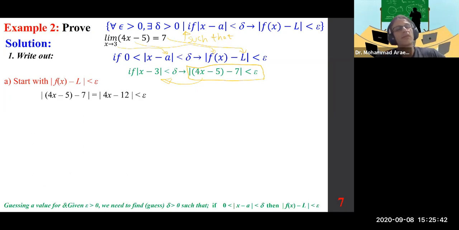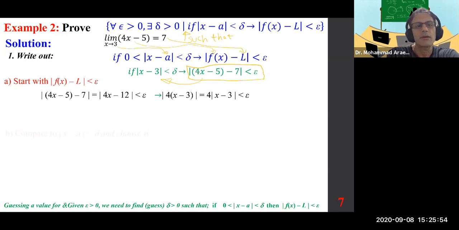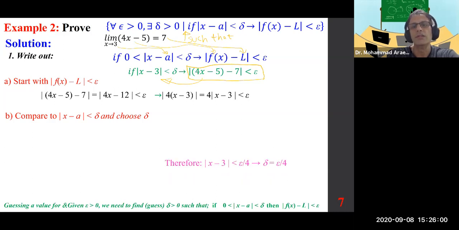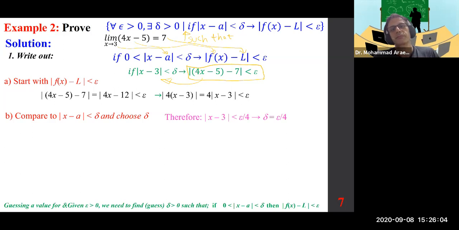4x minus 5 minus 7 is 4x minus 12. Here, everybody can see we can factor out the 4. And everybody can see we divide by 4, because remember what we want to do. We want to compare and make a decision. So if you divide this by 4, we are going from here to here. And division by 4 gives us epsilon over 4. Now compare this to absolute value of x minus 3 less than delta. Therefore, the choice of delta must be epsilon over 4.